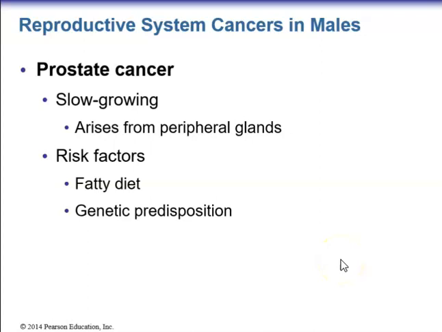Prostate cancer. It's a very slow-growing cancer and can arise from the peripheral glands of the prostate gland. Risk factors include a fatty diet as well as a genetic predisposition. Usually what happens is male patients will complain of having difficulty urinating because the enlargement of the prostate will cut off the prostatic urethra, or the portion of the urethra within the prostate, and cause difficulty for urination.